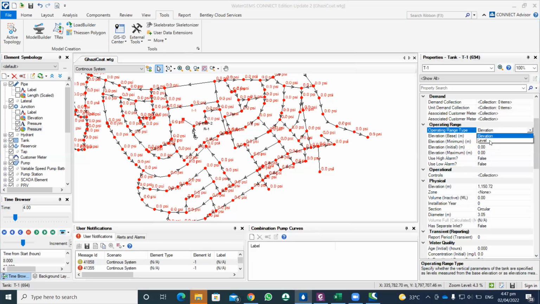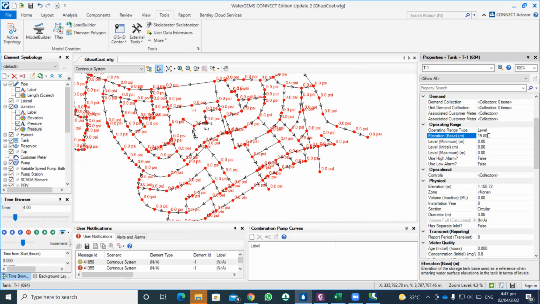For that purpose, I will make a level. So it is 15 meter above the ground level, then 16 meter. The minimum level of water in the tank should be 16 meter above the ground level, and the initial should be 17 meter, and the maximum level should be 22 meter.